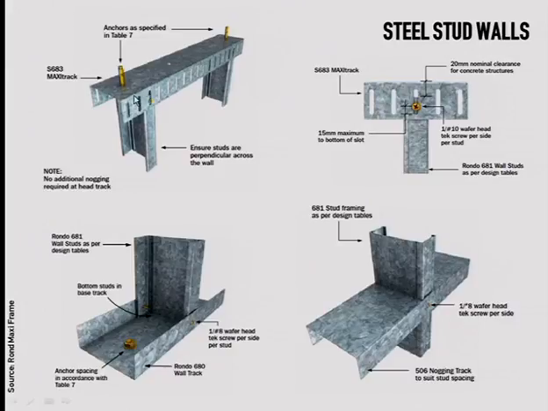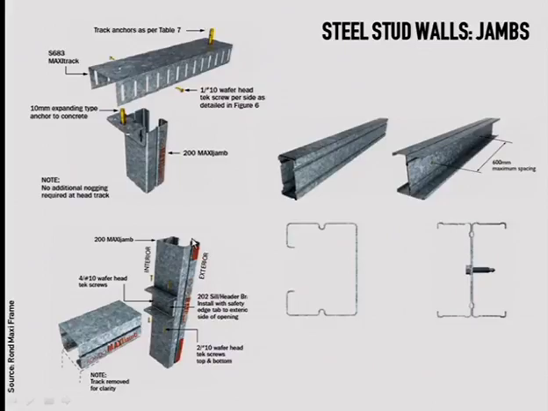All right? And this is another type of interesting detail. So this is the jamb. When you've got a window, you double up the section. So you see here, this way or this other way.